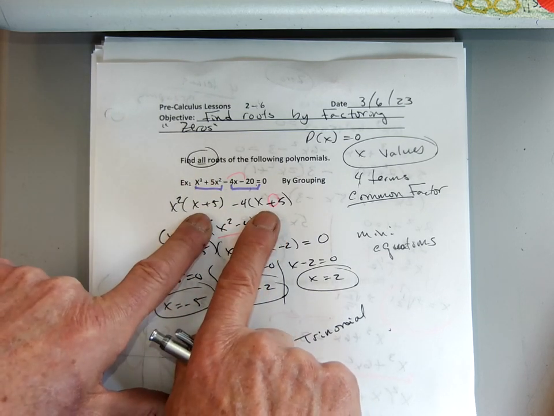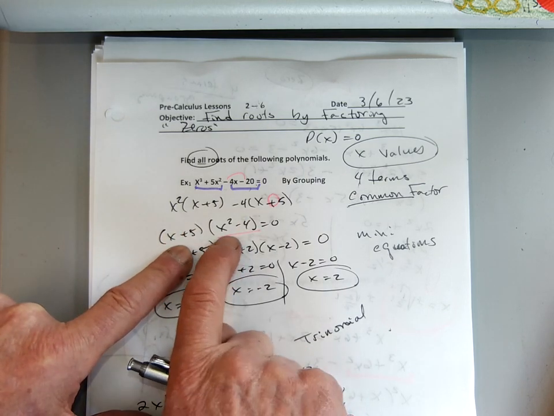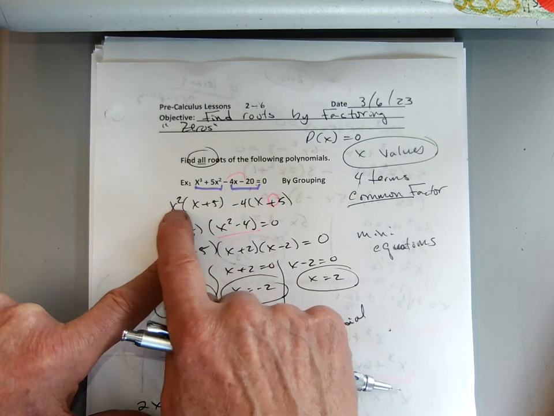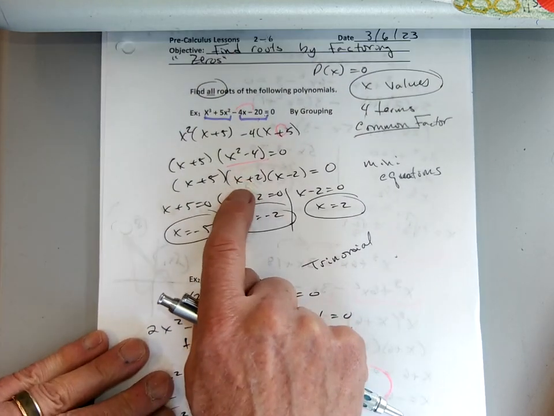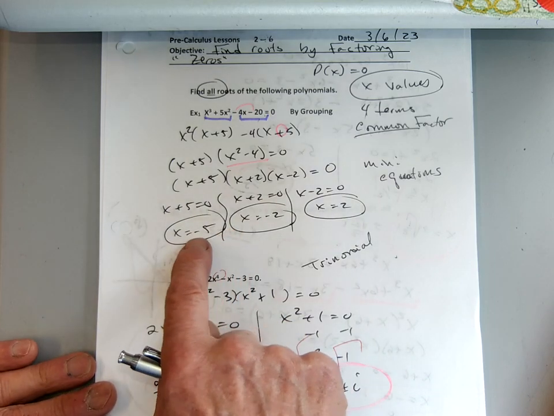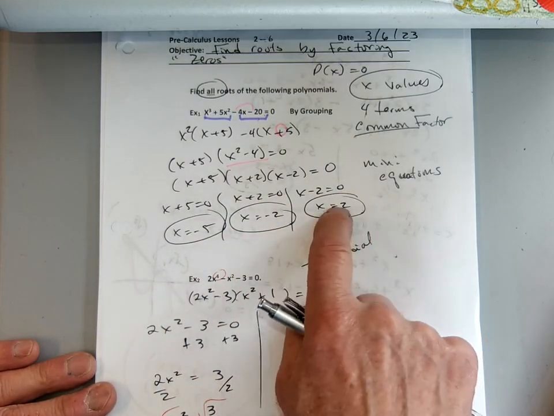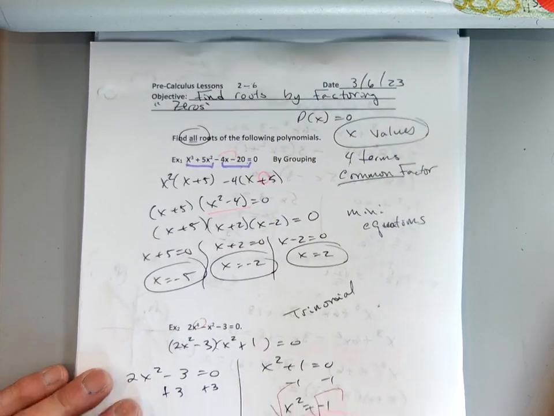Both groups then, I factor again, have an x plus 5. Be left with an x squared minus 4. That factors again into x plus 2, x minus 2. I have my mini equations, so I have zeros of negative 5, negative 2, and 2. Okay? Zeros are x values that make the equation equal to 0.